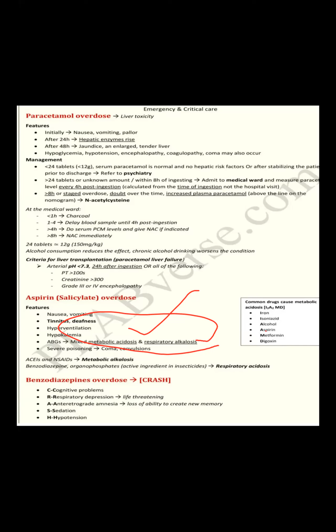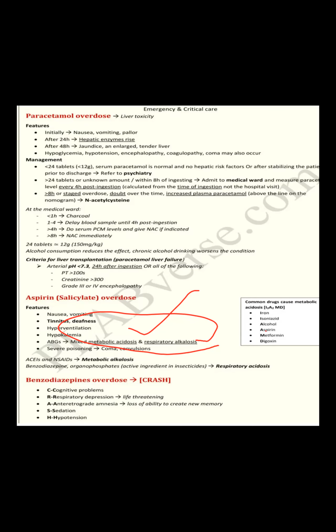Benzodiazepine overdose: cognitive problem, respiratory depression, and anterograde amnesia. So for benzodiazepine overdose, we have to remember the features: cognitive problem, respiratory depression, anterograde amnesia, sedation, and hypotension.